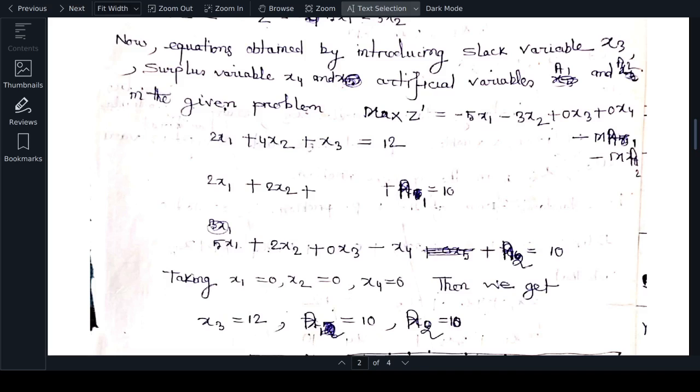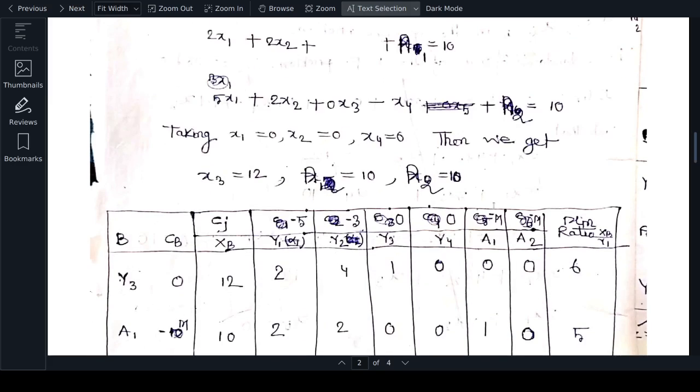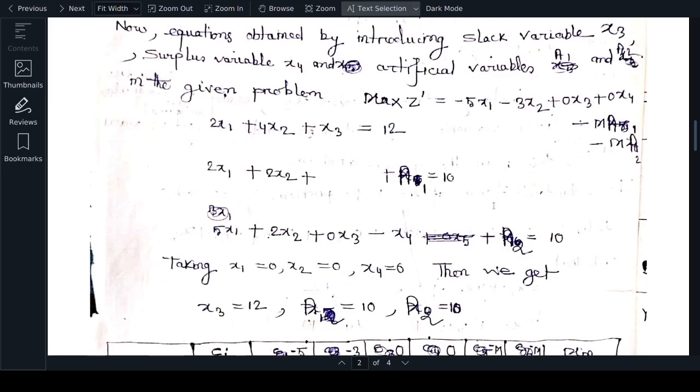So 0, 0, 0, no problem, then minus M, then minus 5 plus 7M. Is this positive or negative? Positive. Why? Because 7 into M, and M is a large positive number, like 1 crore, 2 crore. So this gives us a positive value.